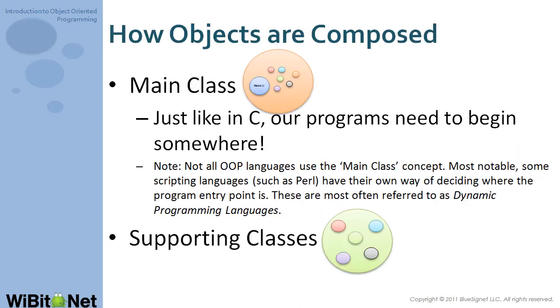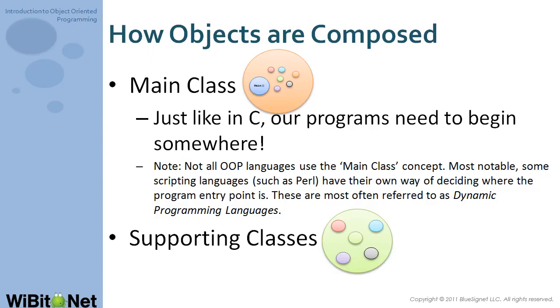So let's take a look at how objects are composed. Yep. Just like in C, our programs have to start somewhere. Right, exactly. So in object-oriented programming, you'll have a central object that contains an entry point, and that will be considered to be the main class. The main class is the class that contains the entry point function, or the main function. Right. Not all object-oriented programming languages use the main class concept. Scripting languages just start where you start the program. Right. Objective-C and C++ don't have the main class concept, but they still conform to the main function concept.